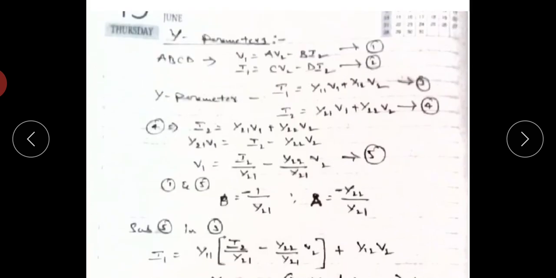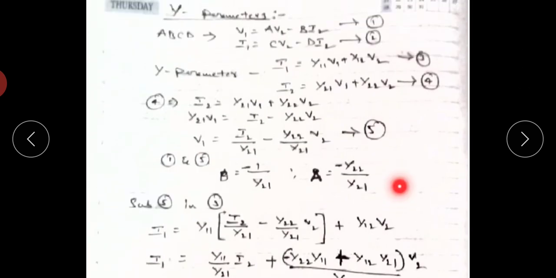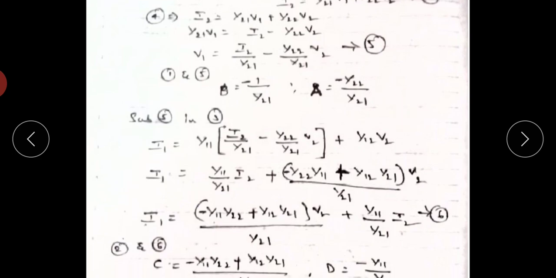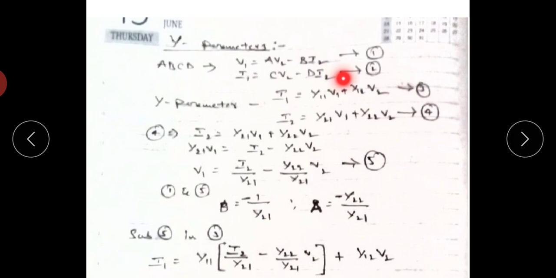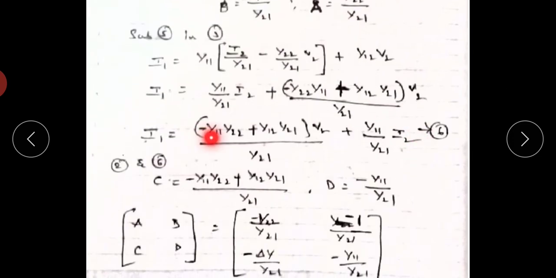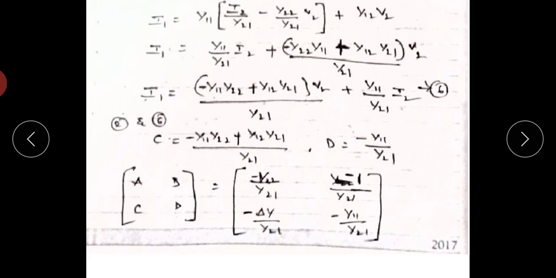So now by comparing equations 2 and 6. So equation 2, I1 equation, equation 6, I1 equation. So here V2 quotient value equals C, I2 quotient value equals D. So minus y11 by y21. So finally, the ABCD parameter matrix in terms of y parameters: A equals minus y22 by y21, B equals minus 1 by y21, C equals minus del y by y21, D equals minus y11 by y21.